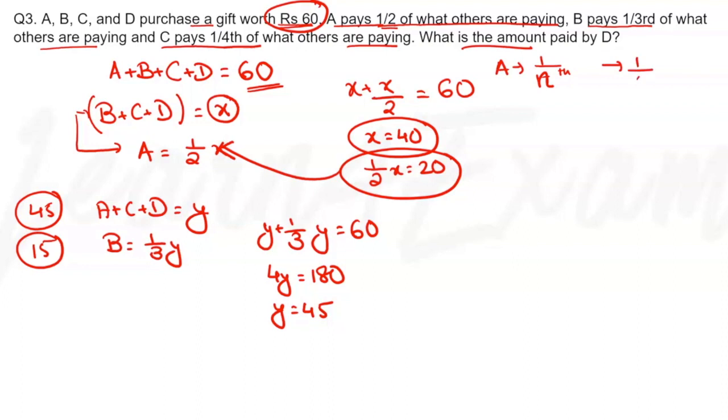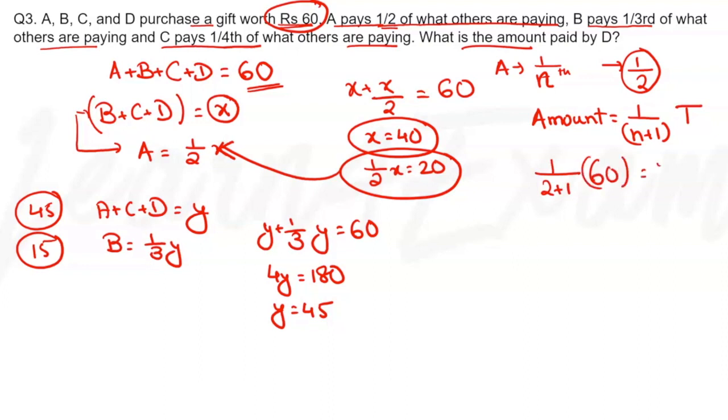A paid half. So the amount would be equal to 1 by n plus 1 of the total amount, let's say T. So if A is paying half of what others are paying, then the amount that A pays is 1 by 2 plus 1 into the total amount, that is 60, which is equal to 20. B is paying 1/3 of what others are paying.